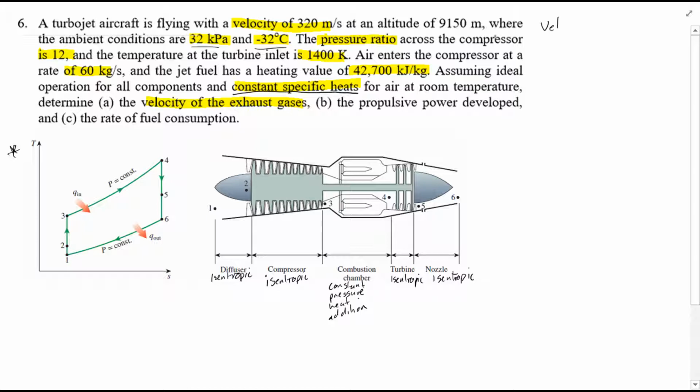The temperature at the inlet of the turbine, so this is T4, is 1400 Kelvin. The mass flow rate is given as 60 kilograms per second, and the calorific value of the fuel is given as 42,700 kilojoules per kg.